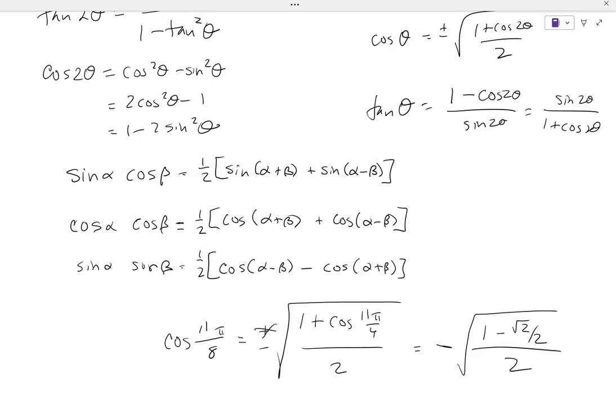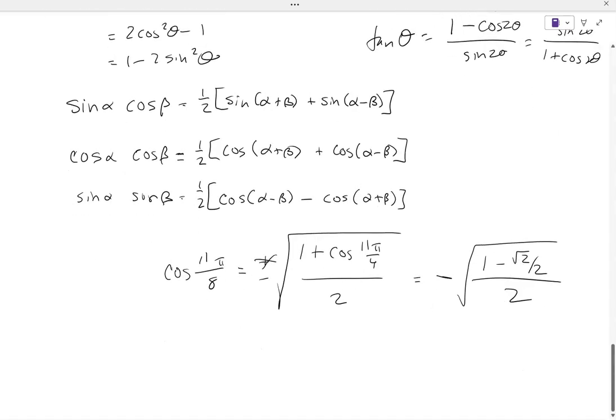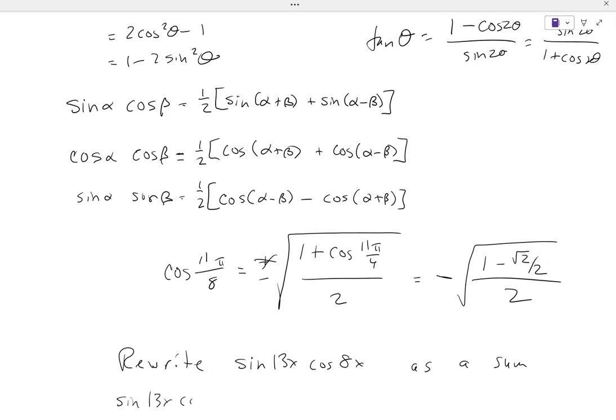And then just to do one with a product or sum formula, just so we have one that looks like examples from 16, 17, and 18. If you're asked to rewrite, let's say, sine of 13x, cosine of 8x as a sum, this is just a straight application of the first equation, right? That we had.